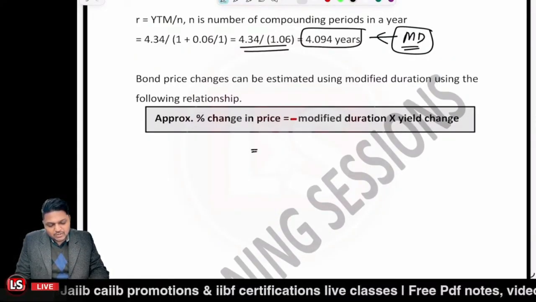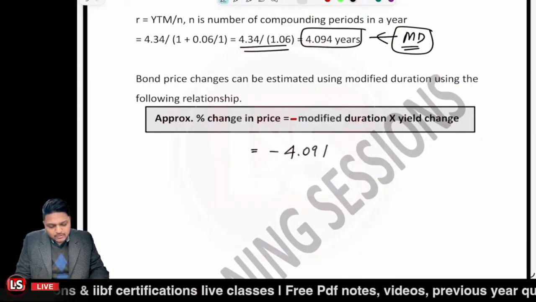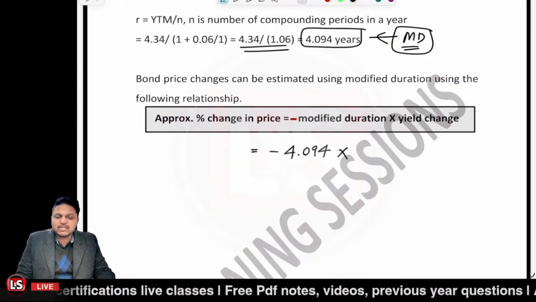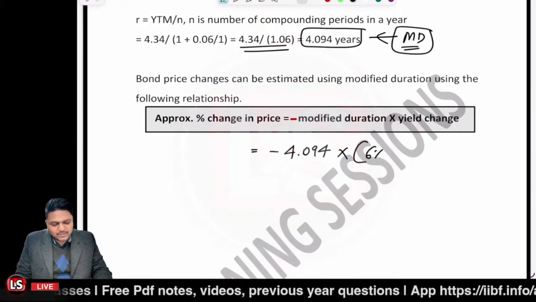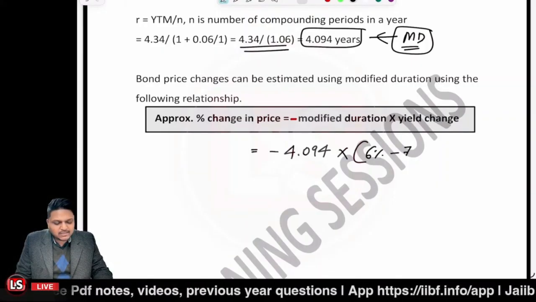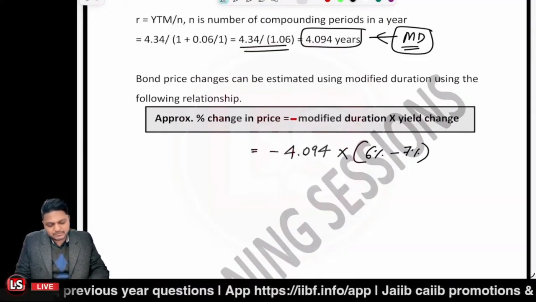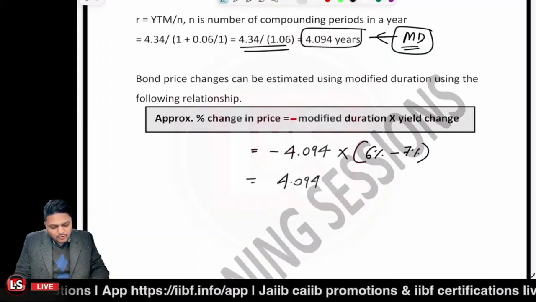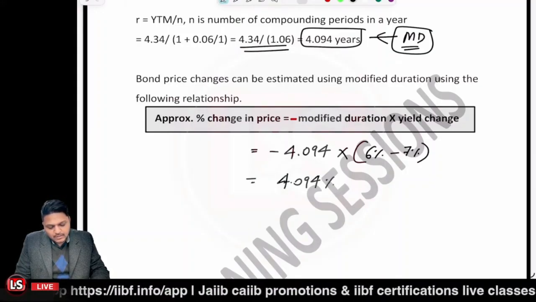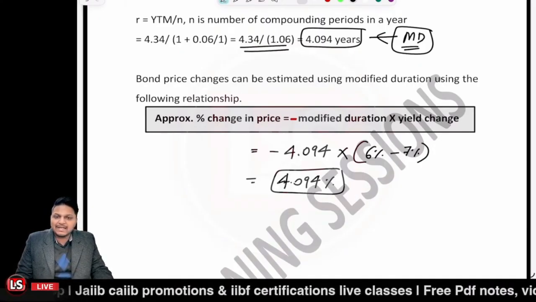So modified duration is 4.094 multiplied by yield change, which is 1%. Previously it was 6%, but now it is 7%. So the change is 1%. So it is 4.094%, right? Now what does this indicate?